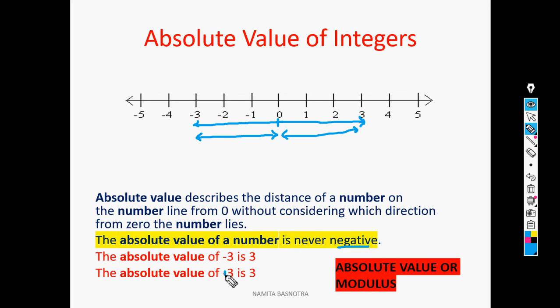Okay, so now here the absolute value of minus 3 is 3, and absolute value of plus 3, so let me make it plus, clear one, and absolute value of plus 3 is also 3. So absolute value, there is another name for absolute value, which is modulus.